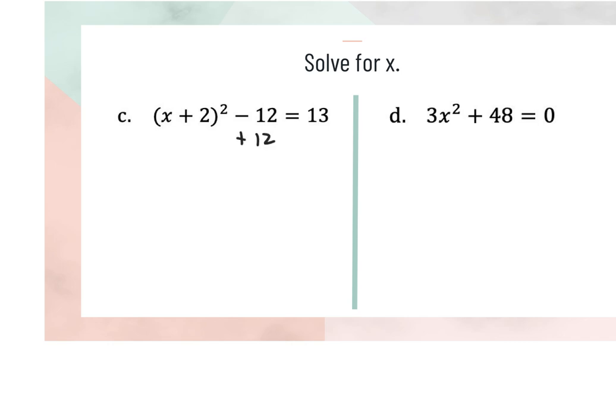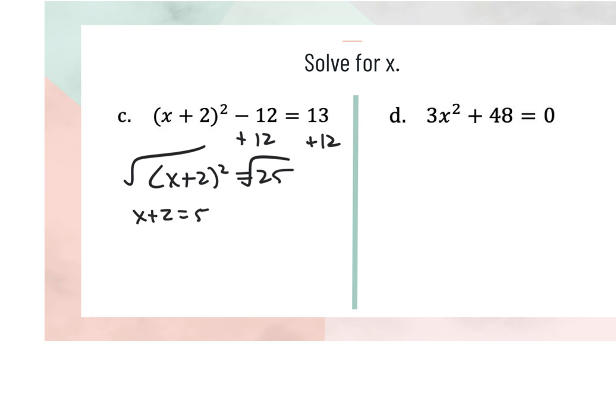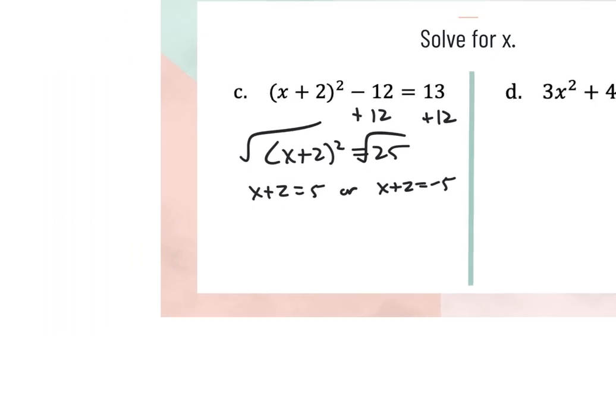This one, add 12. You get x plus 2 squared equals 25. Square root. So x plus 2 equals 5, or x plus 2 equals negative 5. Square root of 25, let me write it somewhere else, square root of 25 equals plus or minus 5. So down here, my answers are going to be 3 or negative 7.